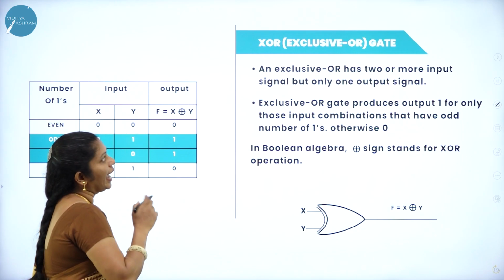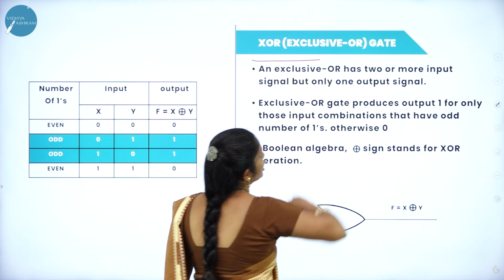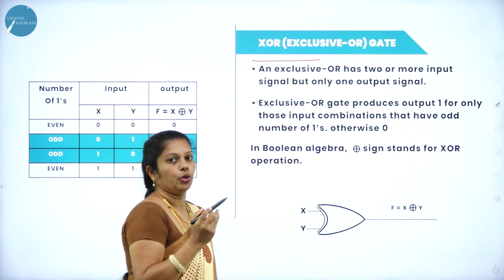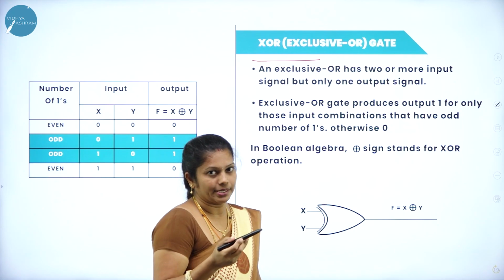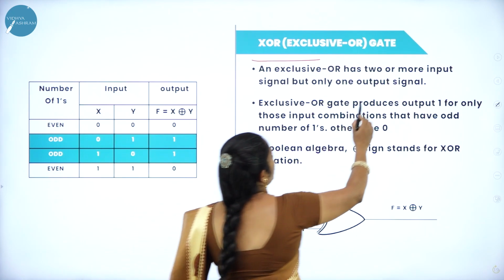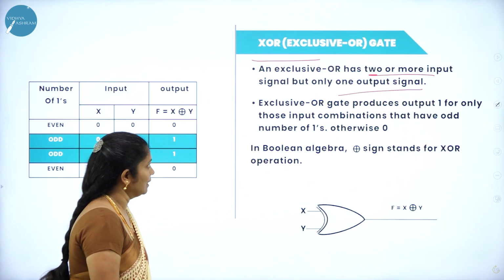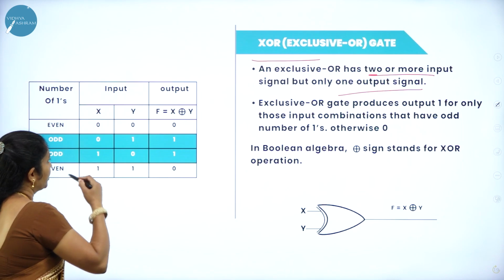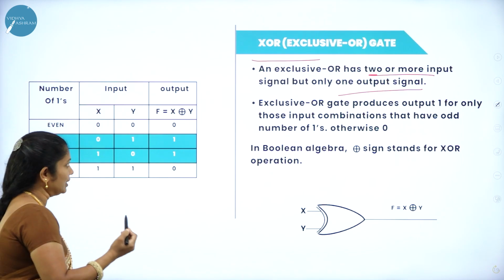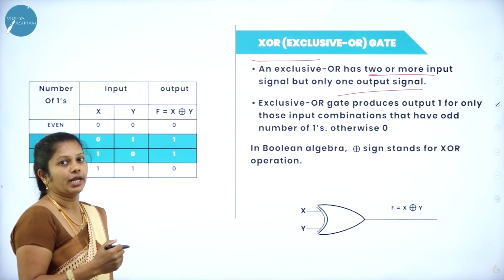The next one, exclusive OR gate. In this exclusive OR gate also, you have 2 or more input signals and it produces only one output signal. Whereas here you have to count how many times the 1 is there. How many times 1 is there? Then if it is an odd number of times, then only the output becomes 1.